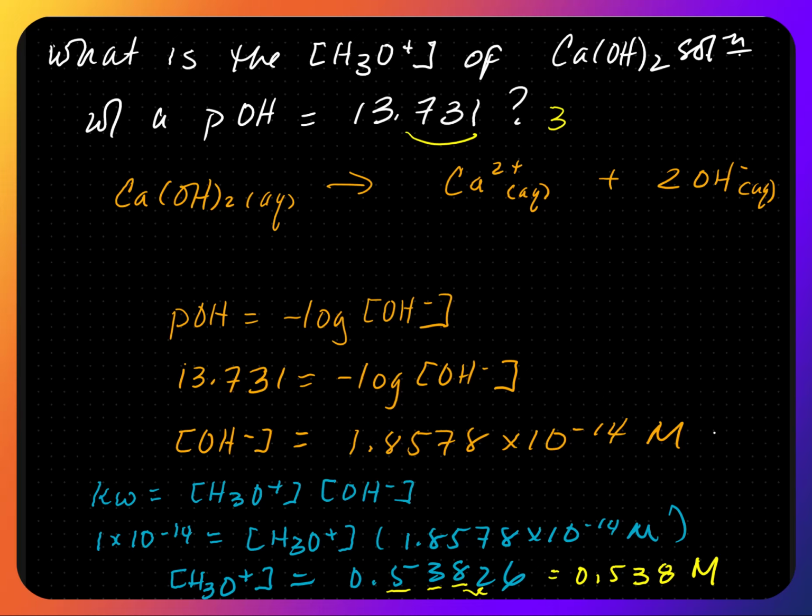Be careful with your significant digits. pH and pOH start after the decimal. They have no units, so they are unitless. Concentrations, the sig figs are done as we did before, and they have units of molar or moles per liter.